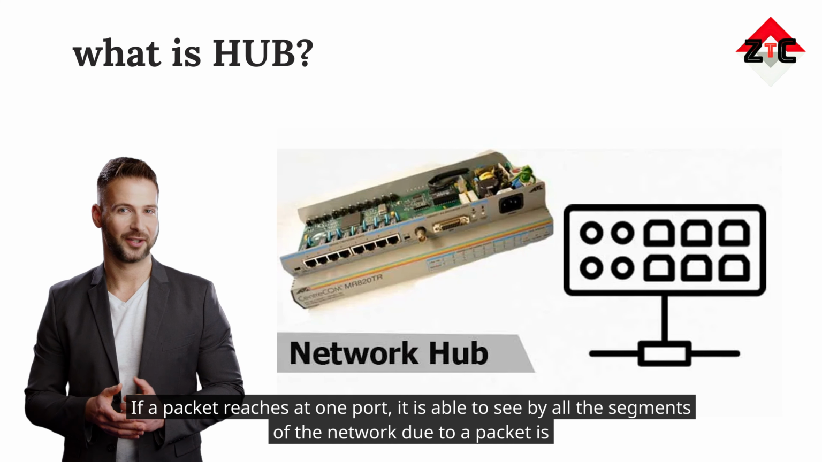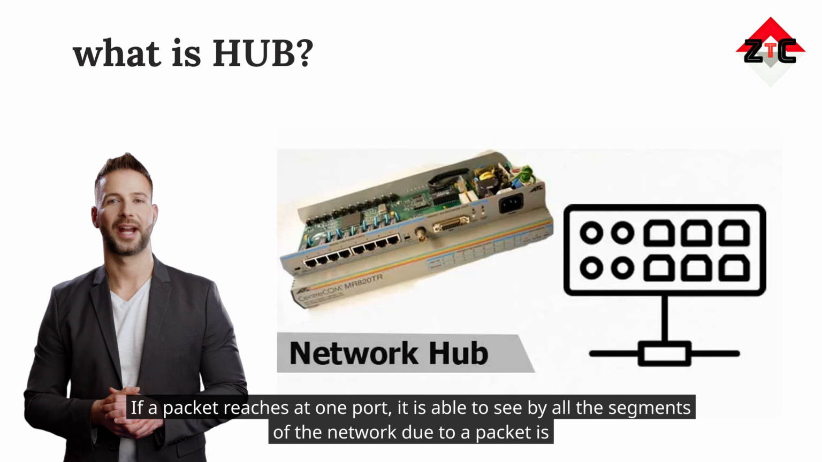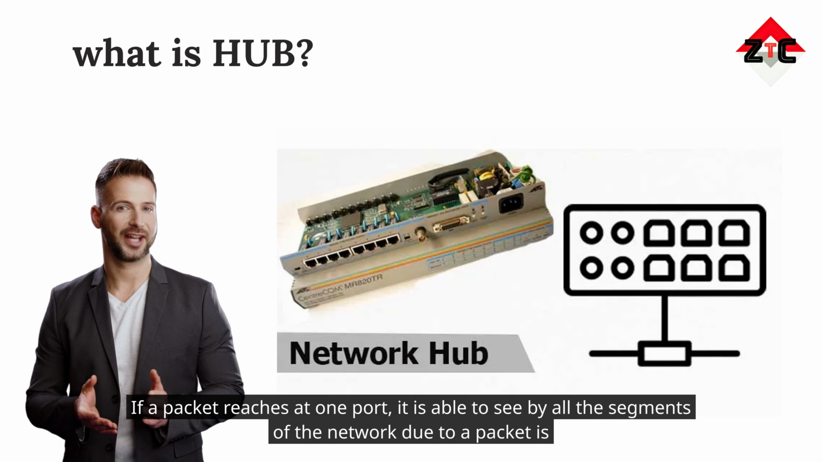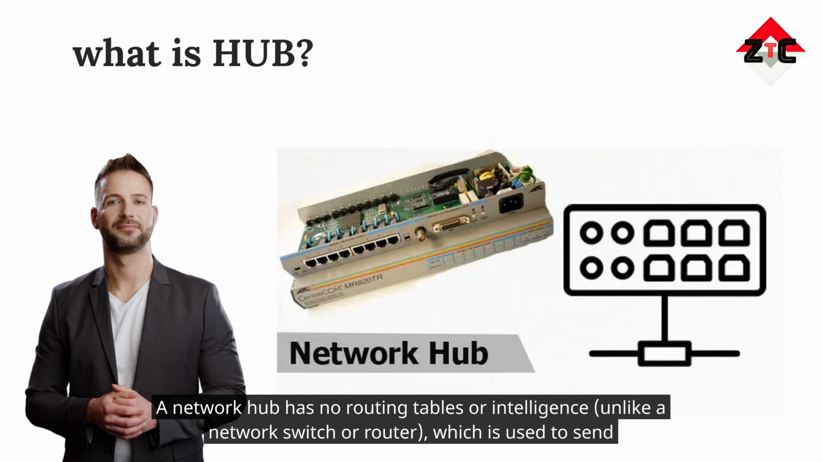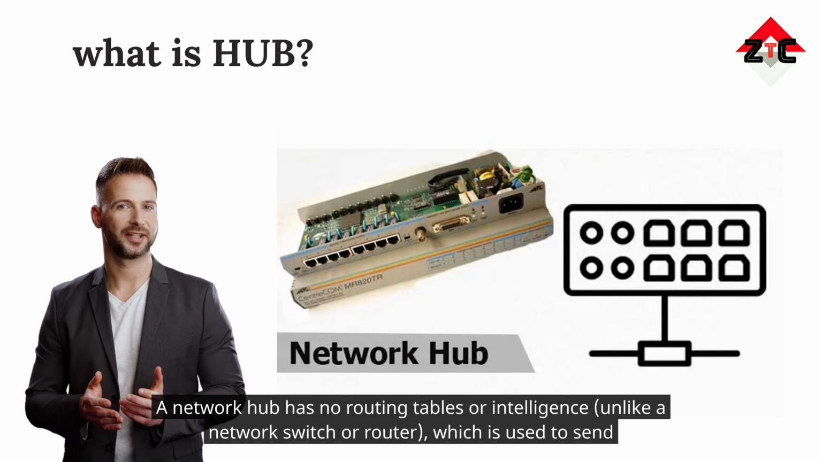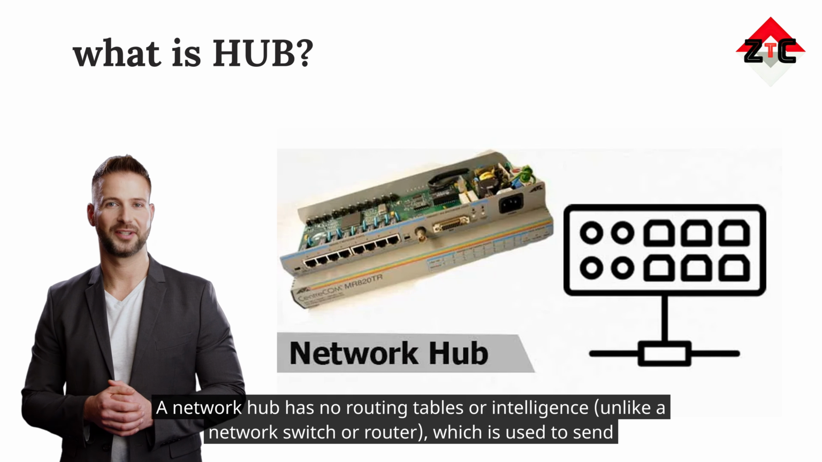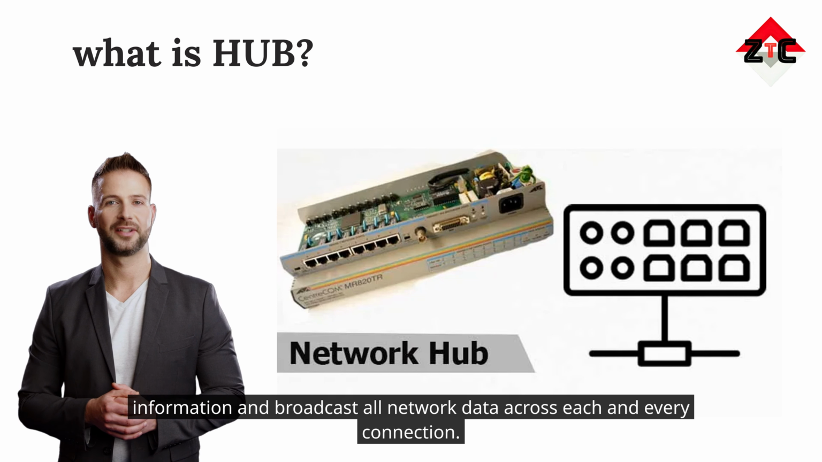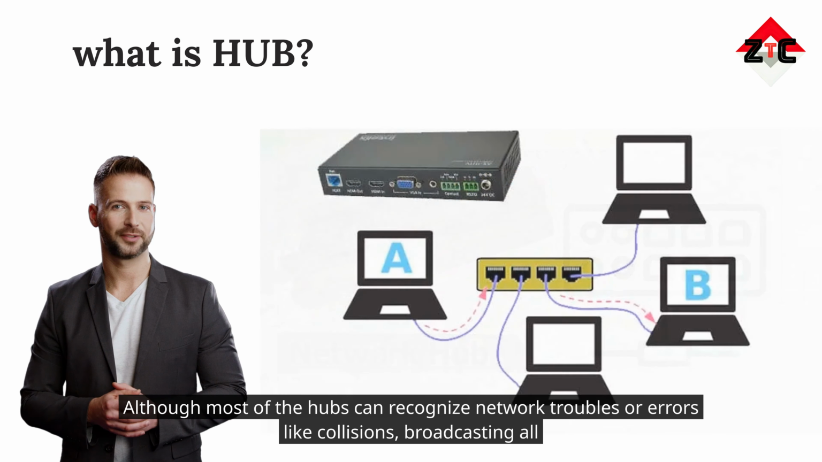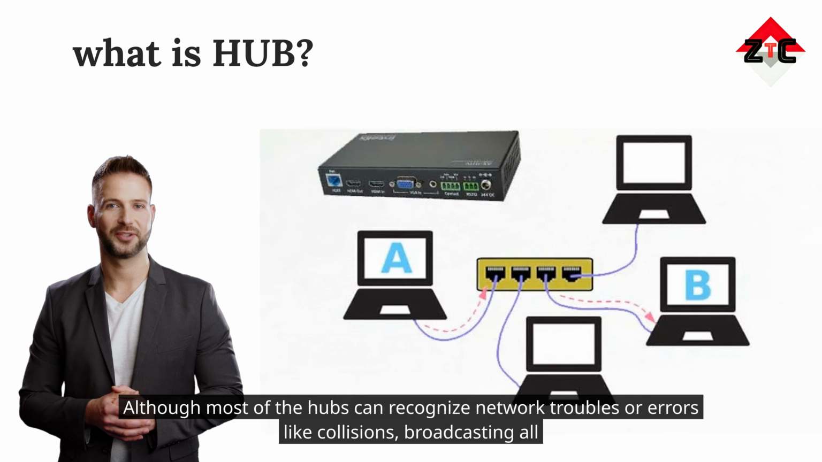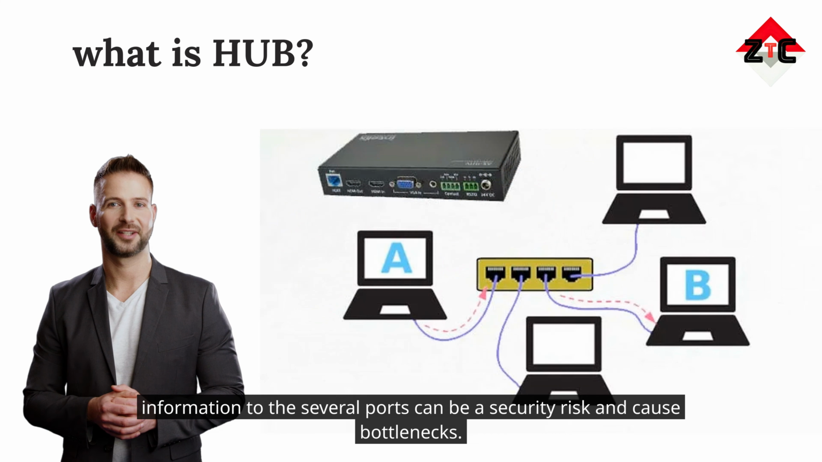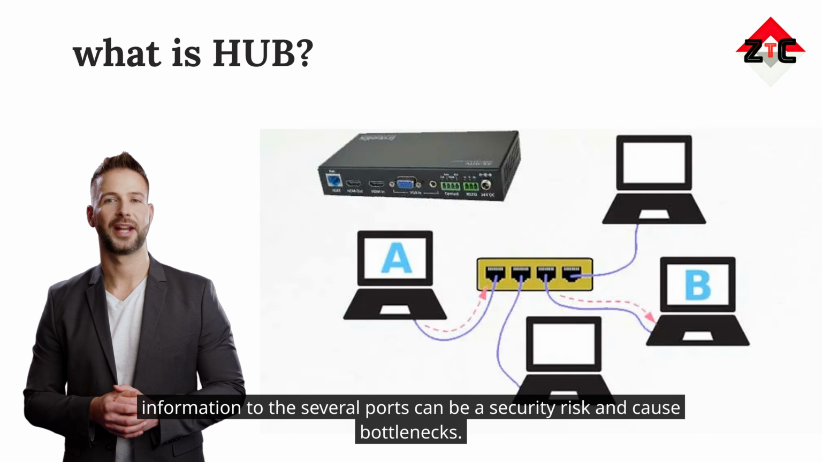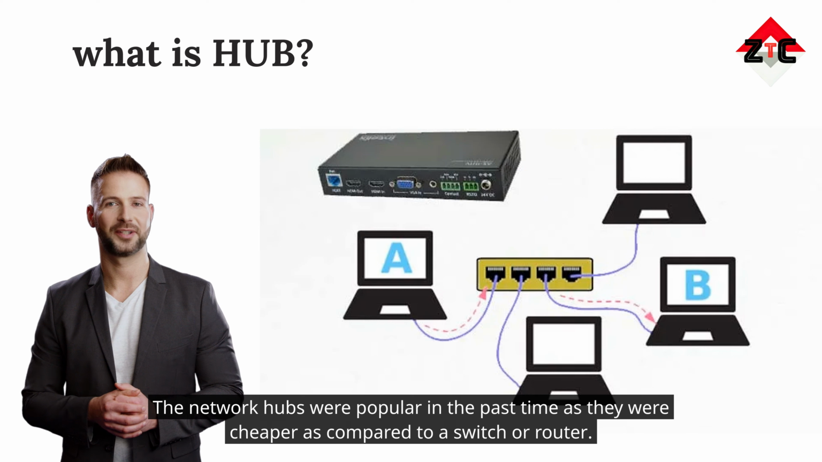The hub has numerous ports. If a packet reaches one port, it can be seen by all the segments of the network, because the packet is copied to the other ports. A network hub has no routing tables or intelligence, unlike a network switch or router, which is used to send information. A hub broadcasts all network data across each and every connection. Although most hubs can recognize network troubles or errors like collisions, broadcasting all information to several ports can be a security risk and cause bottlenecks.